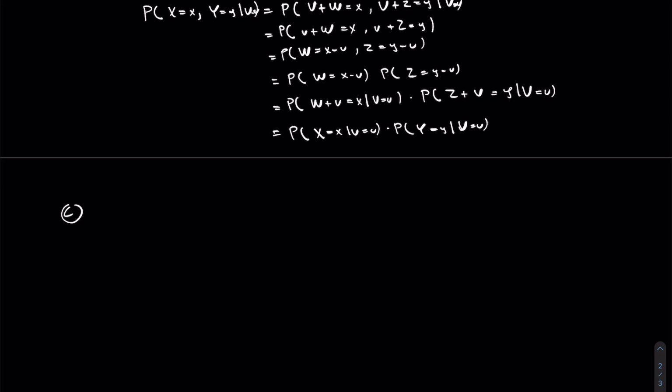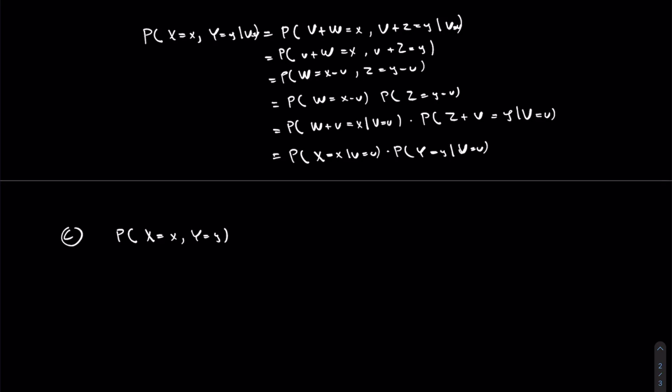Okay, so the joint PMF, probability of X equals x, Y equals y. Here we need to ask ourselves, how do we arrive at this when we have basically a joint distribution between X, Y, and these other random variables?